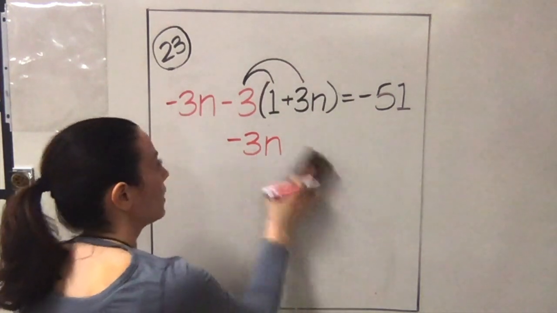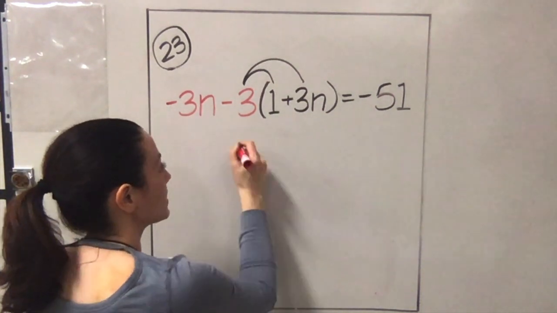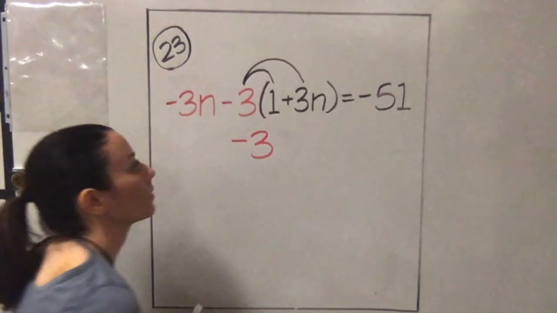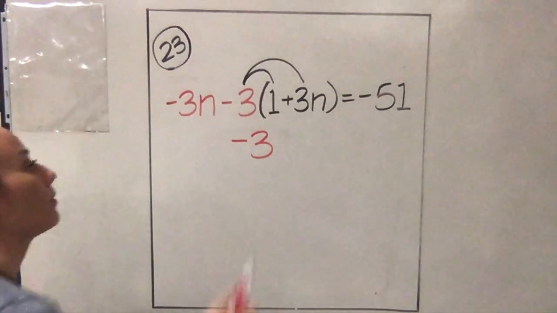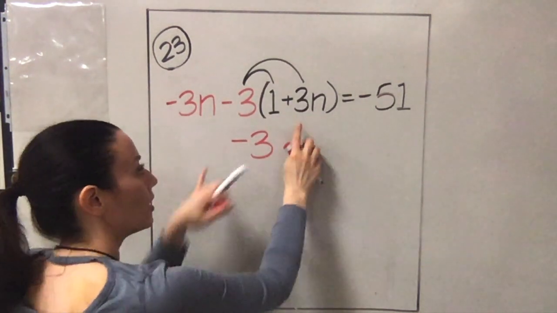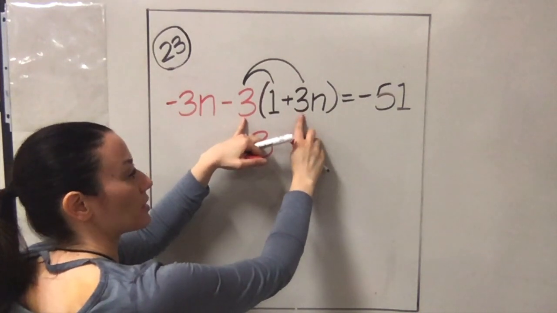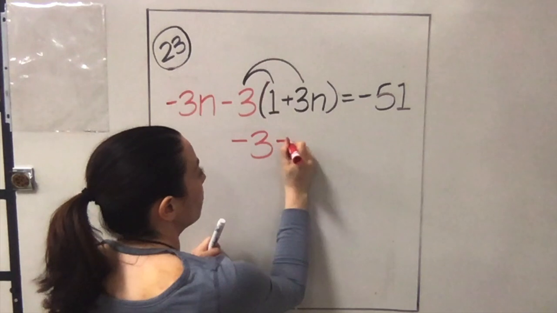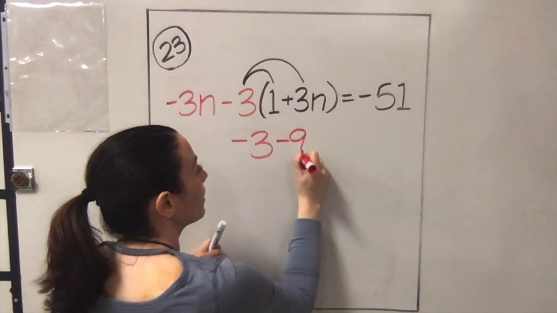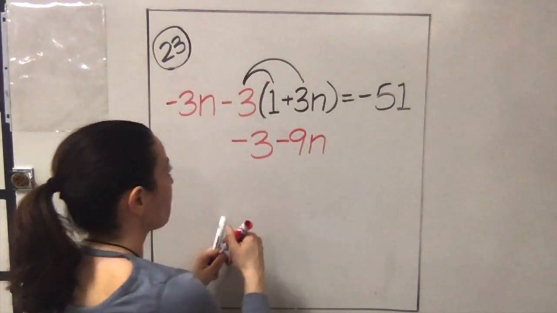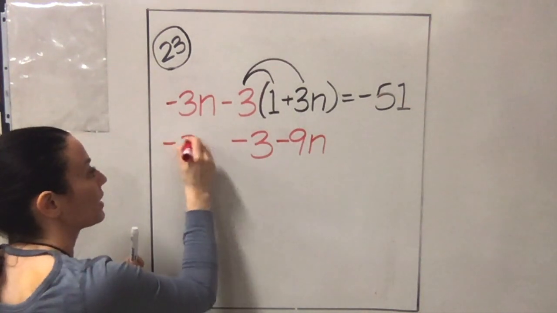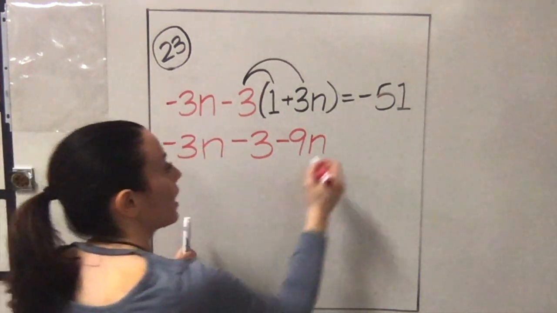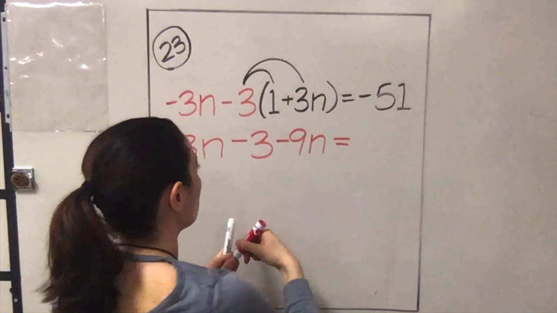Negative 3 times 1 is negative 3. Good job, negative 3. And then what about negative 3 times 3n? You've got to do the negative 3 times the positive 3. What's negative times positive? It's negative. So we're going to do negative 9n. Good job. And let's bring down the rest of the terms. We have a negative 3n over here, and we have a negative 51.